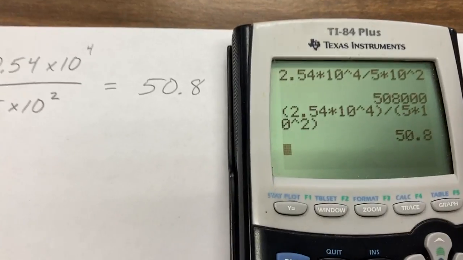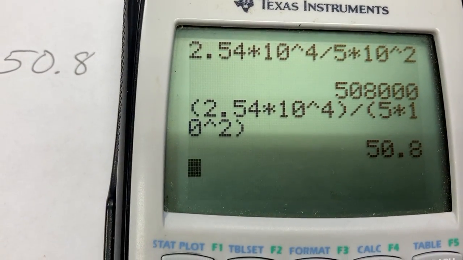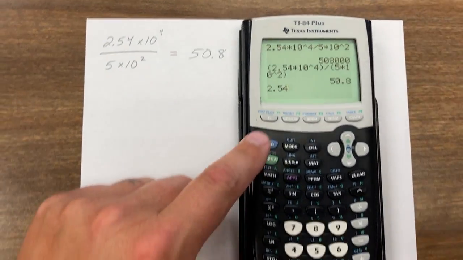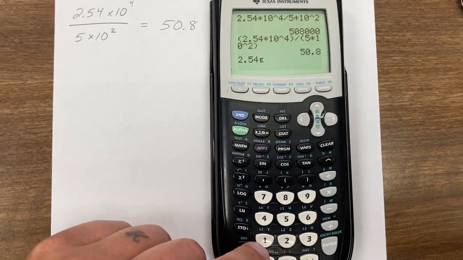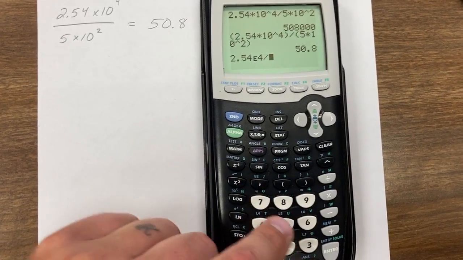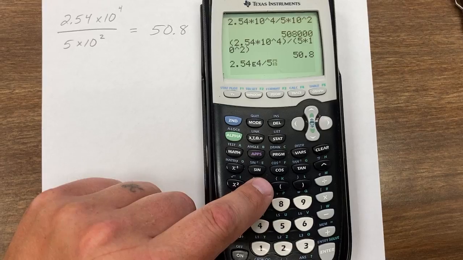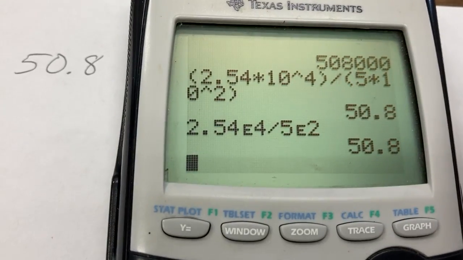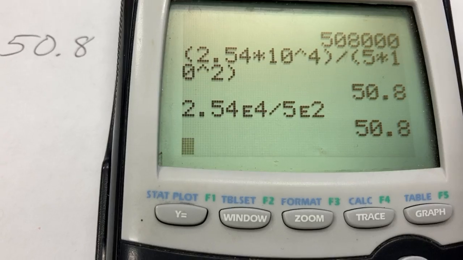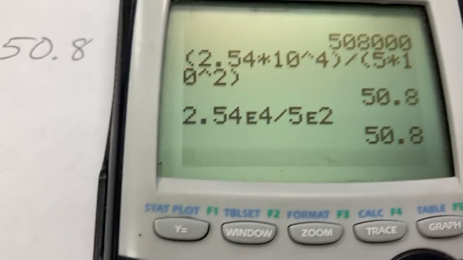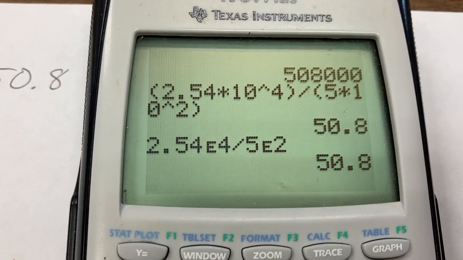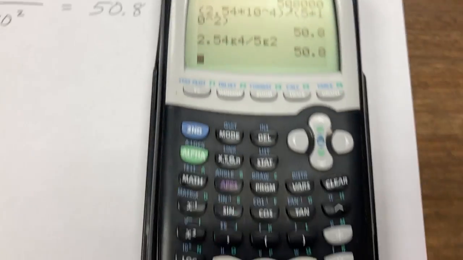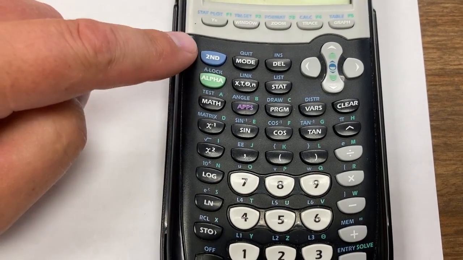Now that's an awful lot to write or to type in. Notice that goes onto the second line, where I could just go 2.54 second comma E4 divided by 5 second comma E2. And I get the right answer. Notice how much less typing that is. So for the rest of your high school careers, if you're using a TI calculator, go ahead and use the E function. It's going to make your life a lot simpler, and it's going to reduce the number of errors.